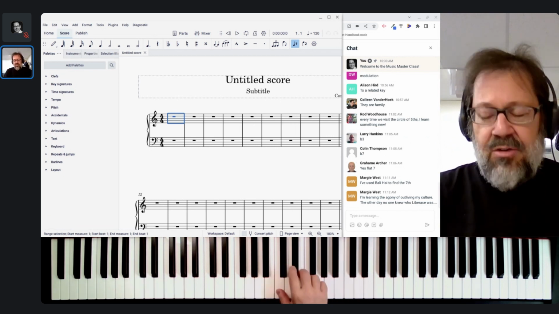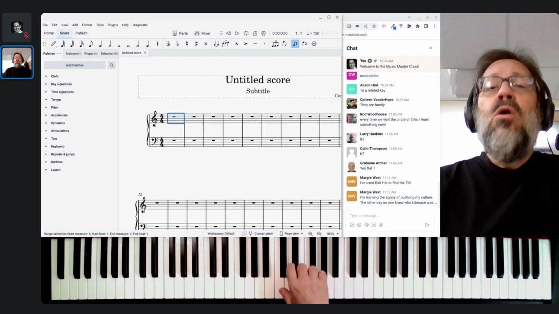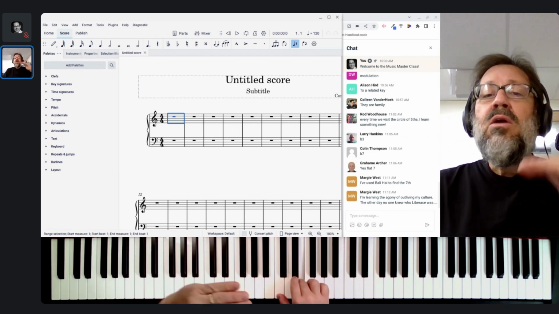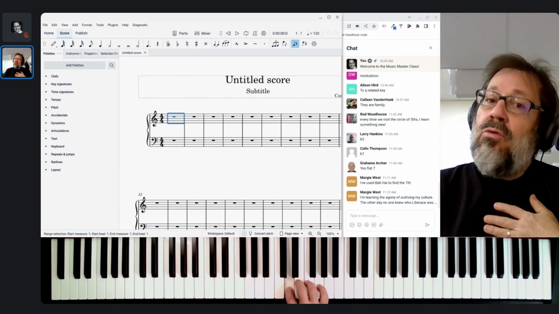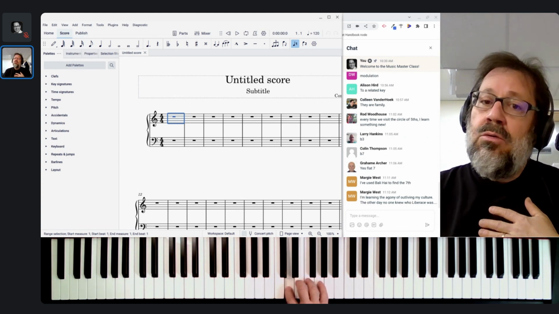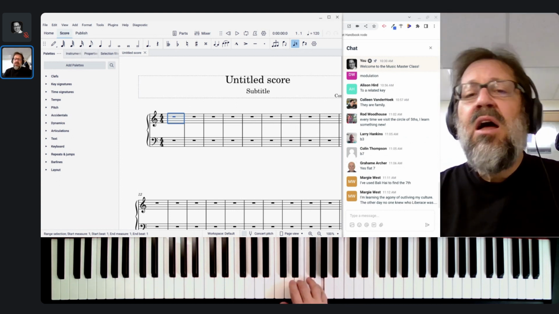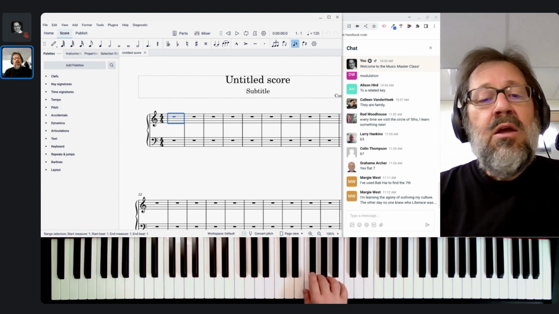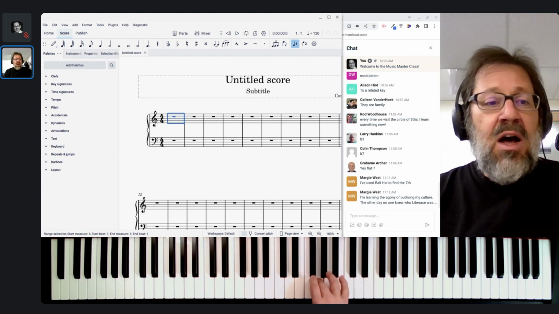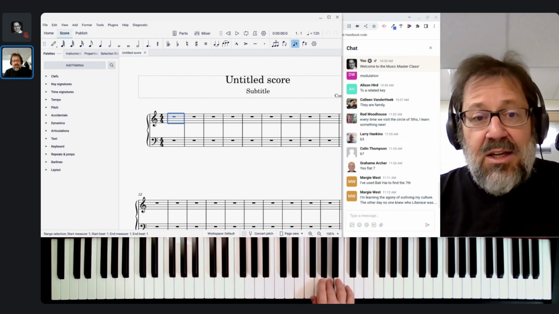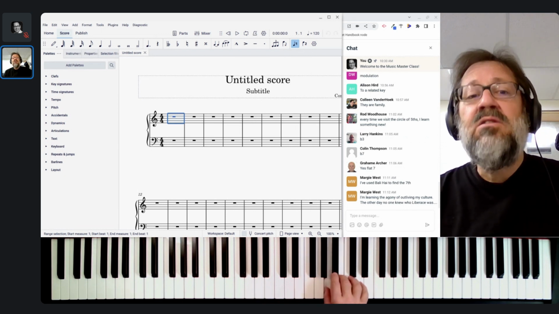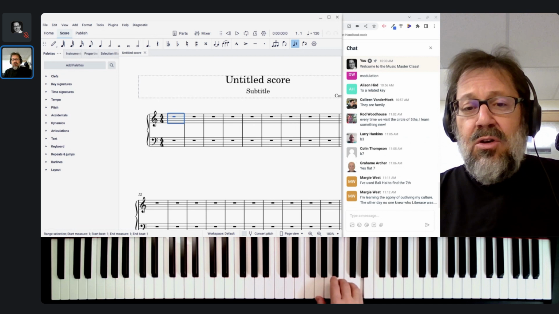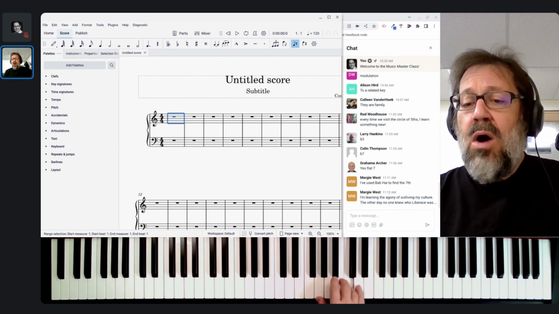Let's all do it together, starting over at the beginning. 1, 3, 1, 2, 4, 2, 3, 5, 3, 4, 6, 4, 5, 7, 5, 6, 1, 6, 7, 2, 7, 1.